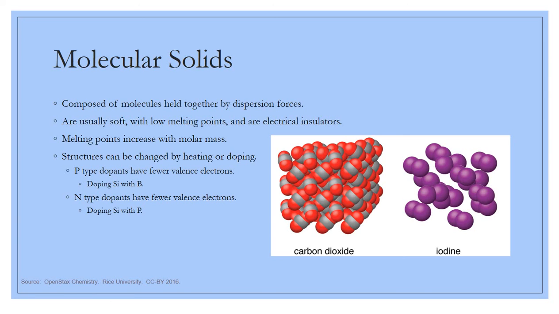You can dope with elements that have either fewer or more valence electrons. Silicon is in group four, so it's got four valence electrons. Boron has three. So if you dope silicon with boron, it's called a p-type dopant. An n-type dopant increases the number of valence electrons by replacing a silicon with something like phosphorus. This has five instead of the four.